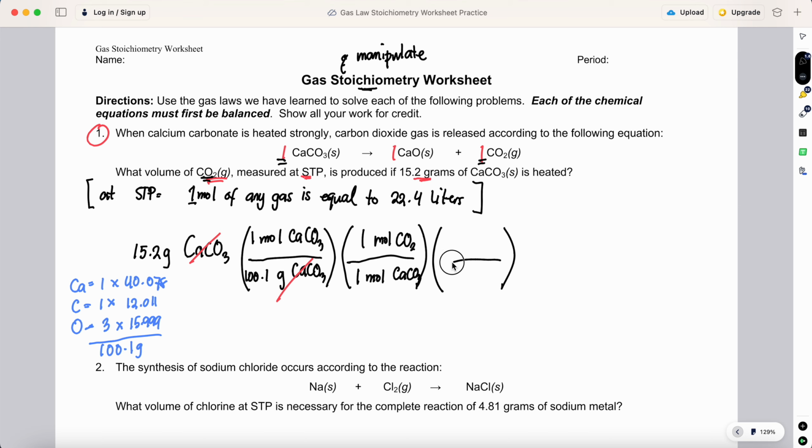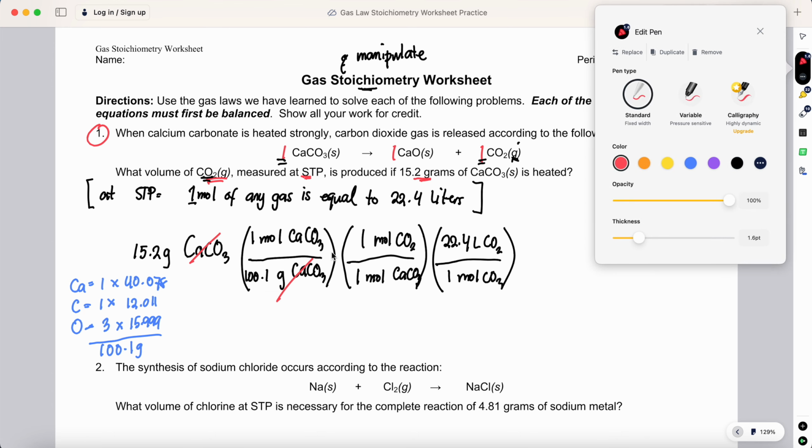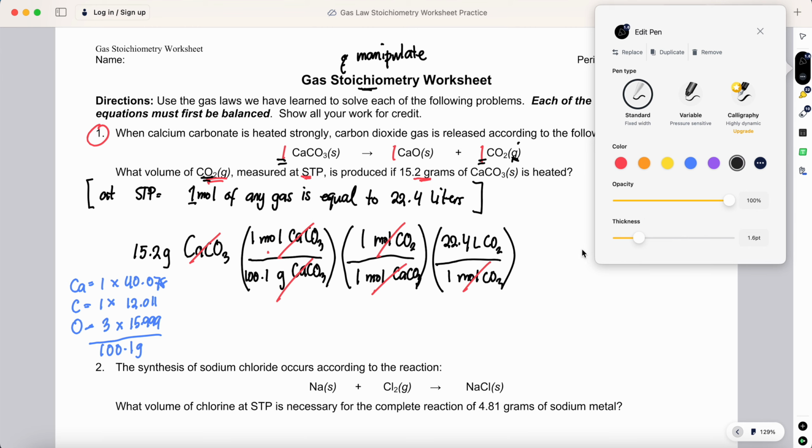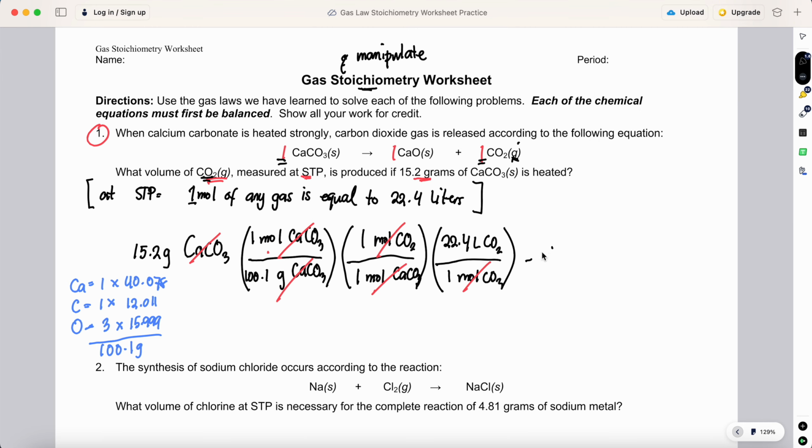Then, by STP, we know that 1 mole of any gas, the gas we're talking about here is carbon dioxide, we have 22.4 liters of carbon dioxide per 1 mole of carbon dioxide. Therefore, we cancel mole of CO2, mole of CO2. Our final answer is 3.401 liters of carbon dioxide.